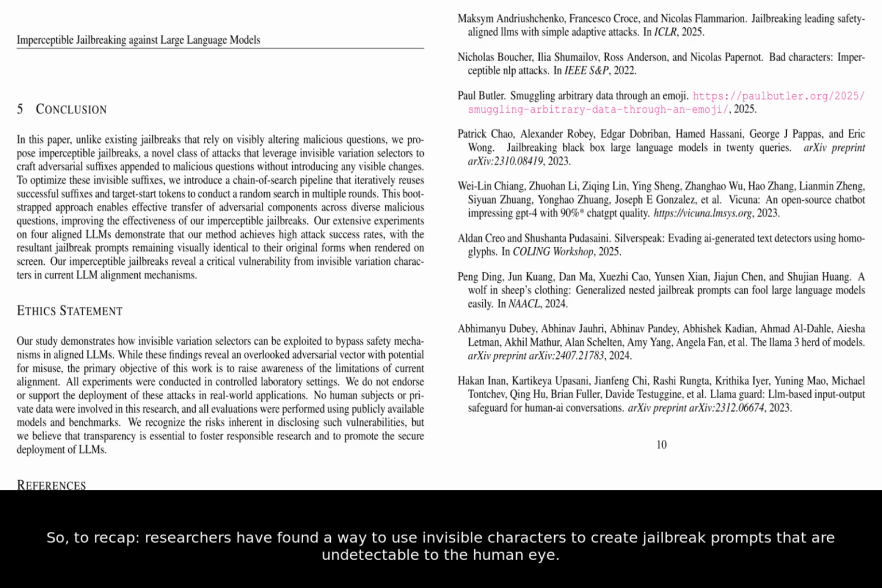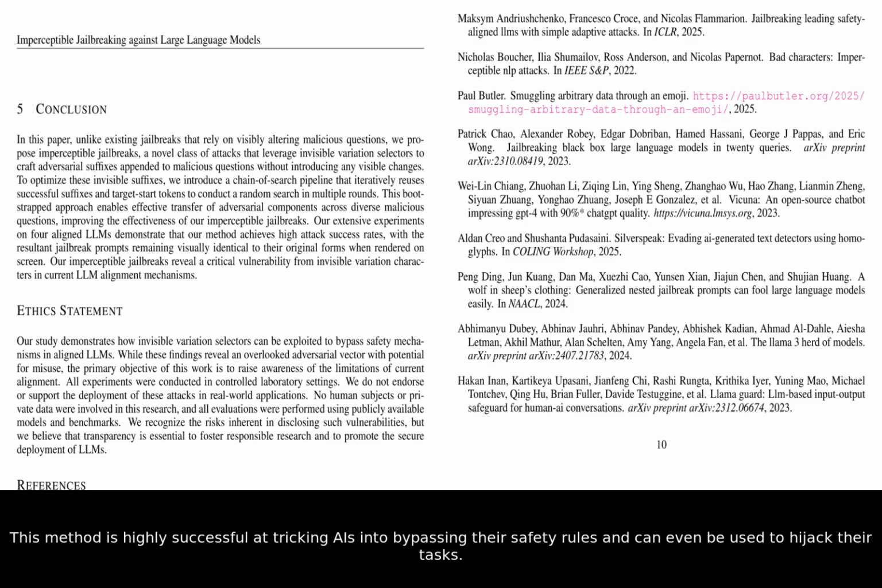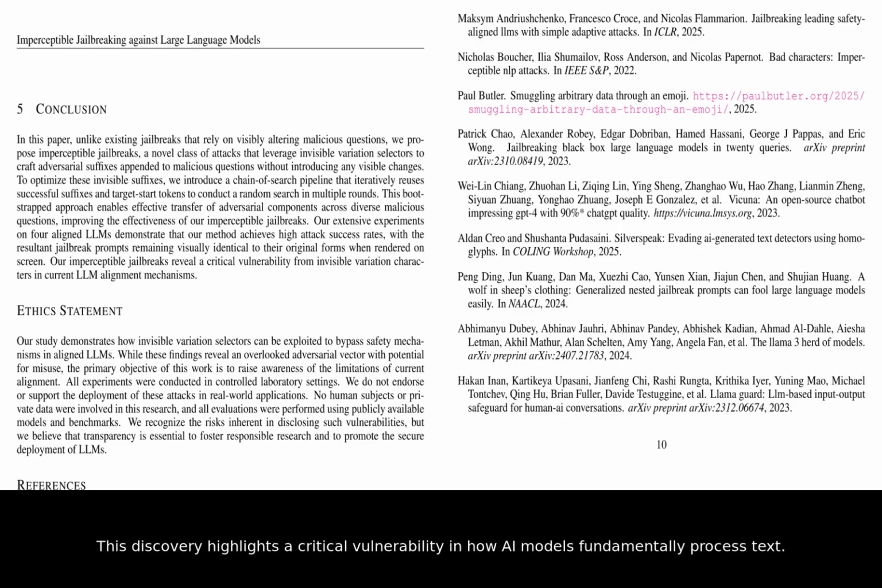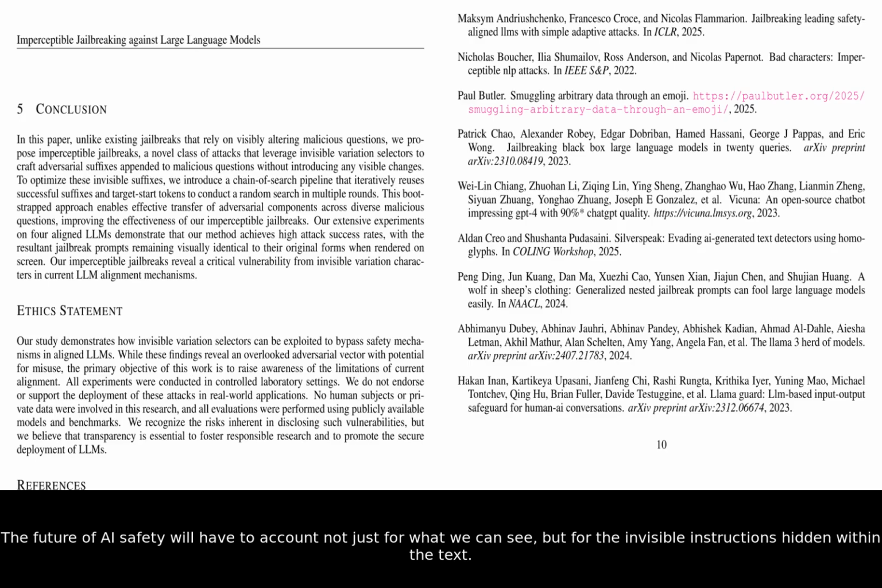So, to recap, researchers have found a way to use invisible characters to create jailbreak prompts that are undetectable to the human eye. This method is highly successful at tricking AIs into bypassing their safety rules and can even be used to hijack their tasks. This discovery highlights a critical vulnerability in how AI models fundamentally process text. It means that AI developers now have a new, very subtle type of attack to defend against. The future of AI safety will have to account not just for what we can see, but for the invisible instructions hidden within the text.